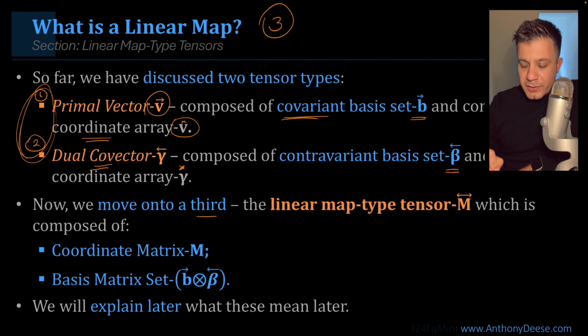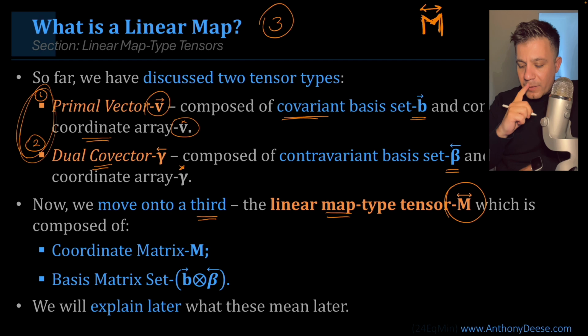Now we move on to a third type of tensor, the linear map type tensor. We're going to denote that by an uppercase M, bold, because it is an algebraic structure, and it will have this bidirectional arrow hat, which we'll talk about where that comes from in a second. Just like the first two types of tensors, the linear map may be composed of two other pieces. It also has a coordinate matrix instead of a coordinate array, and a basis matrix set, as opposed to up here where we had a basis vector set and a basis covector set.